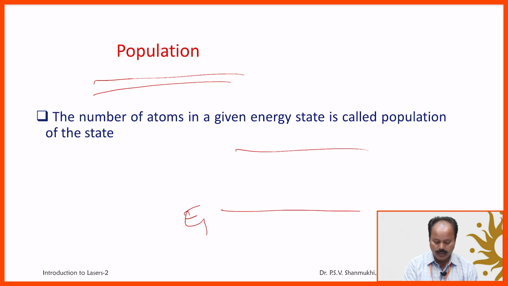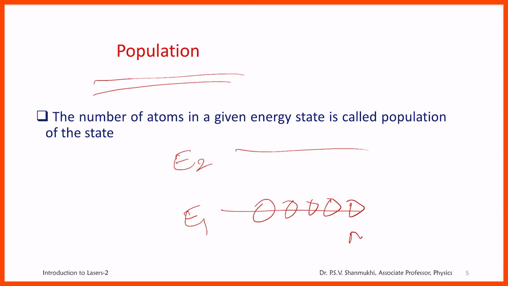Say this is the ground state E1 and this is the excited state E2. In the ground state, say there are some number of atoms, denoted by N1. In the excited state, the number of atoms is denoted by N2. So N1 is called the population of the ground state, N2 is called the population of the excited state. Simply, the number of atoms in a given energy state is called the population of that state.